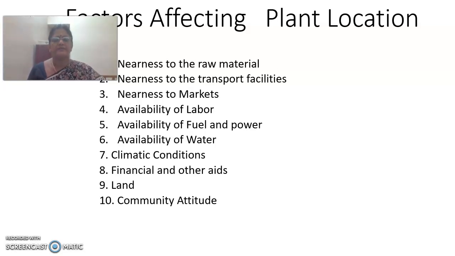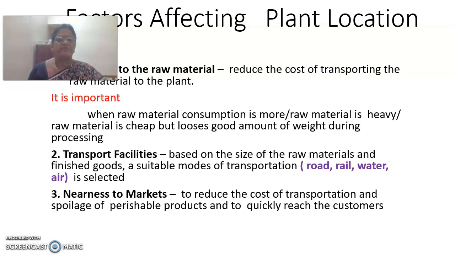One is nearness to the raw material, nearness to the transport facilities, nearness to markets, availability of labor, availability of fuel and power, availability of water, climatic conditions, financial and other aids, land and community attitude. Let me explain one by one.